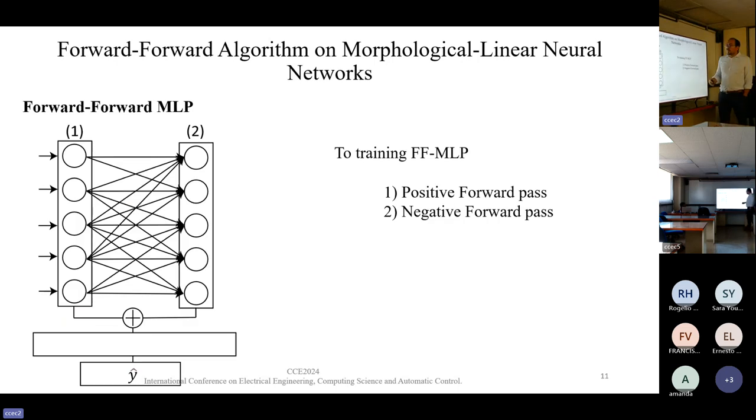We applied the forward-forward algorithm on this last type of layers. So we have to know what the forward-forward algorithm is. The forward-forward algorithm was proposed by Hinton in 2022, and he proposed this simple training algorithm.